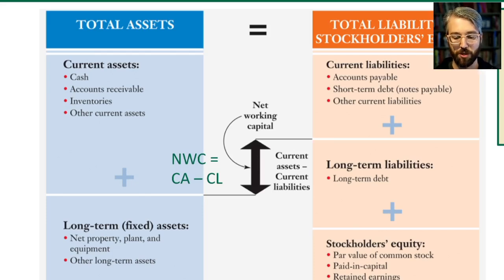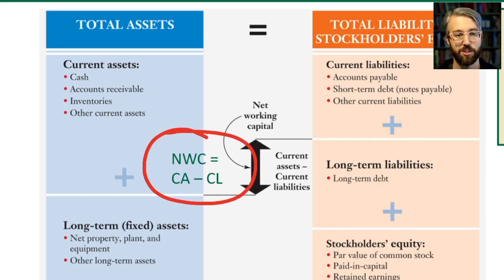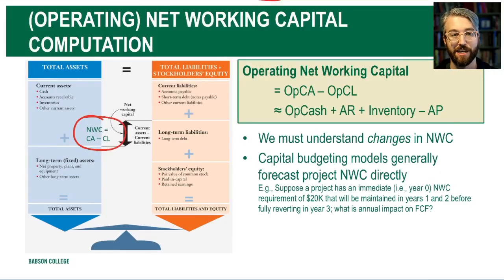So the difference between those two, current assets minus current liabilities, is called net working capital. And if a firm is increasing its net working capital, it's going to need to find cash in order to do that. And so an increase in net working capital is going to generate a negative cash flow for the firm. The liquidation of net working capital is going to generate a positive cash flow for the firm.